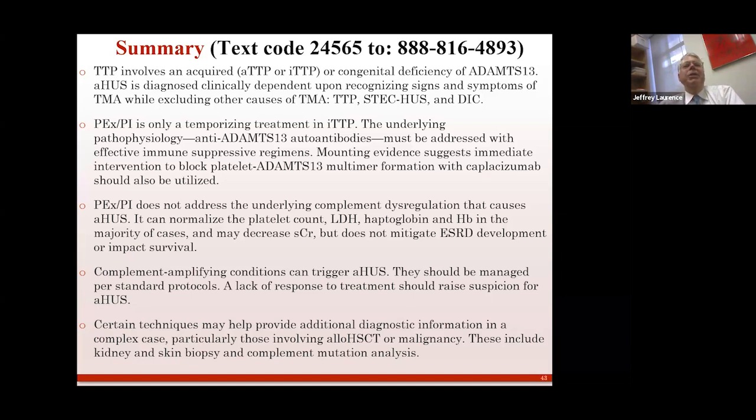Complement activating conditions can trigger HUS. We can identify what those conditions are about 2/3 of the time. You should manage those conditions per your standard protocols. A lack of response to treatment should raise suspicion for HUS and the fact that you need treatment directly in terms of anti-complement therapy. And then finally, certain techniques may provide additional diagnostic information in a complex case, presumably those involving allotransplants or malignancy. These include kidney and skin biopsy and complement mutation analysis.